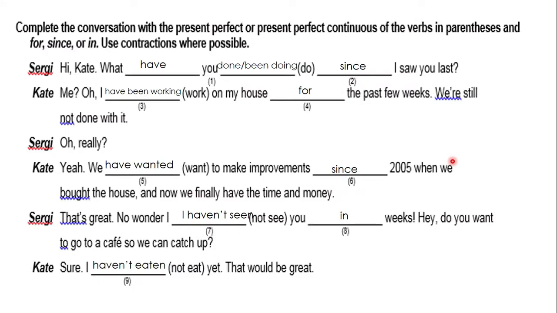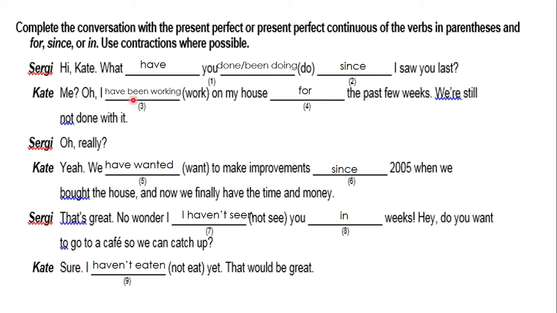Look, so this is a conversation with the present perfect or present perfect continuous, and you were supposed to use for, since, or in. Okay, so for example, look, it says, "Hi Kate, what have you done or what have you been doing since I saw you last?" Yeah, you can use both because you're using since. ¿Qué has hecho o qué has estado haciendo desde la última vez que te vi?